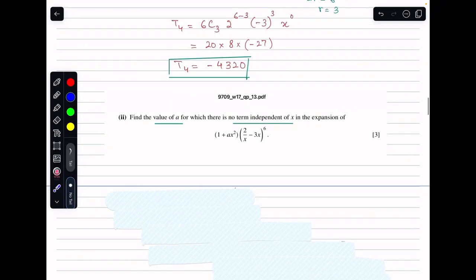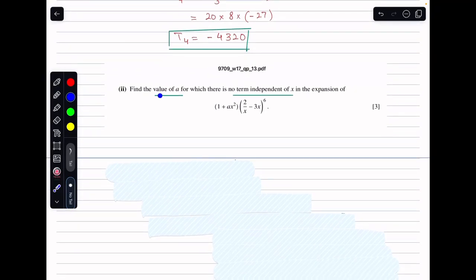The second part of the question: find the value of a for which there is no term independent of x in the expansion of (1 + ax²)(2/x − 3x)^6. Now, no term independent of x means there actually does not exist any term which is independent of x, meaning if I do the expansion for the two brackets, then there is no constant in the equation.